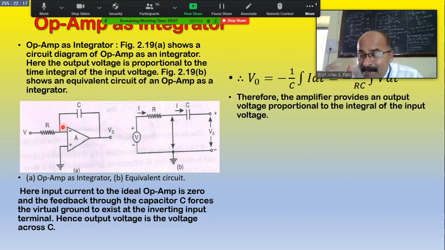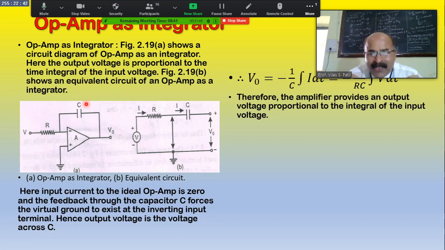We just changed the place of the capacitor and resistance. In the differentiator, the capacitor is at the start and the resistance is at the end. But here, the starting impedance is the resistance and the ending impedance is the capacitor. Only the places of the capacitor and resistance are interchanged.